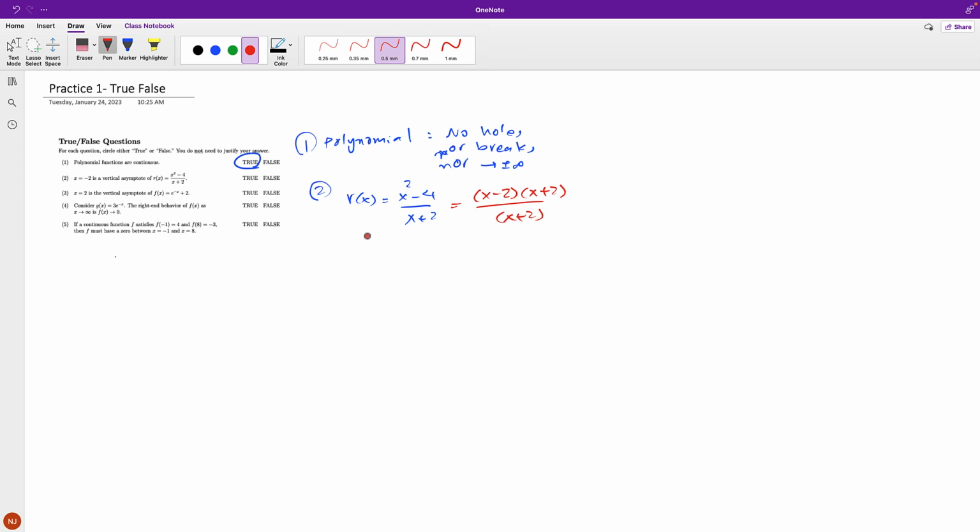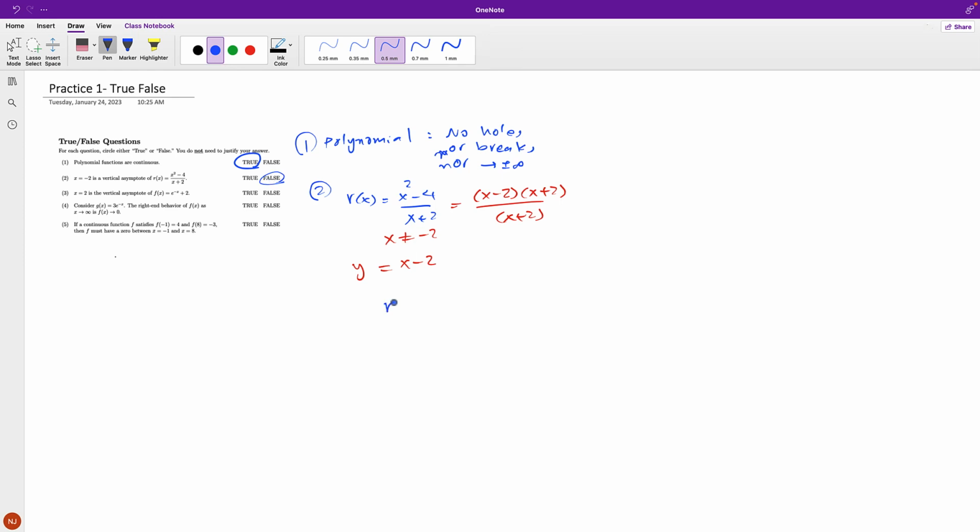So the simplified form of the rational function is going to look like this. Simplified form, within the domain, it's going to look like this. So everywhere but at x equal to negative 2, this function is just a linear function, y equal to x minus 2. Therefore, it doesn't have a vertical asymptote. It just has a hole, basically. That said, this is false.